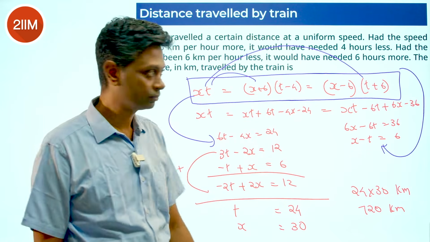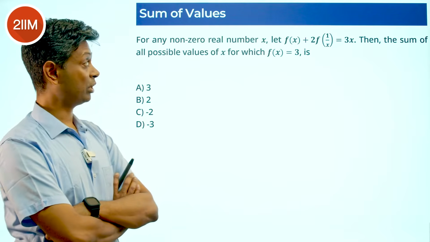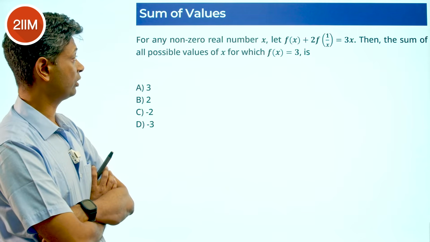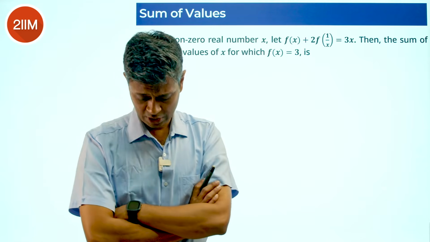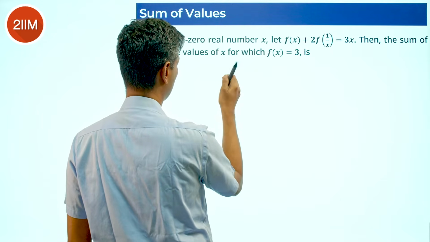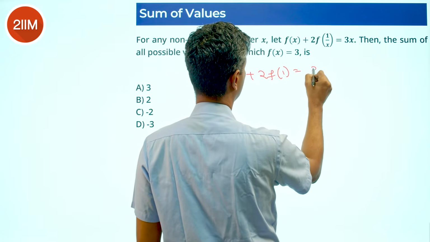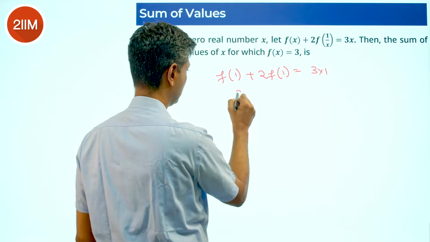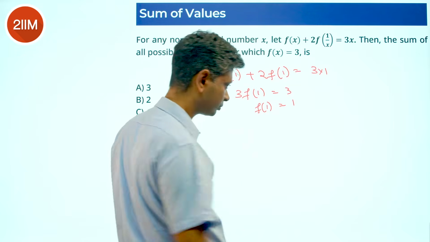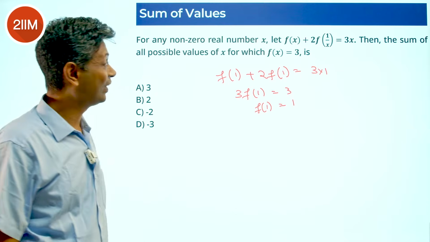We're done. For any non-zero real number x, let f of x plus 2 times f of 1 by x equal 3x. Then the sum of all possible values of x for which f of x equals 3 is a very interesting question. I struggled with this properly. First of all, 1 by x and x are both equal for 1. So f of 1 plus 2 times f of 1 is equal to 3 times 1. Put x equal to 1. 3 times f of 1 is 3, or f of 1 equals 1. I thought this would be a breakthrough. It was not. We have to find f of x for which it becomes 3.